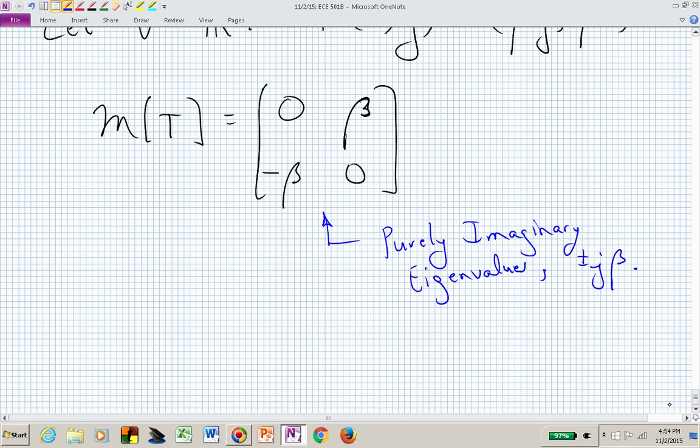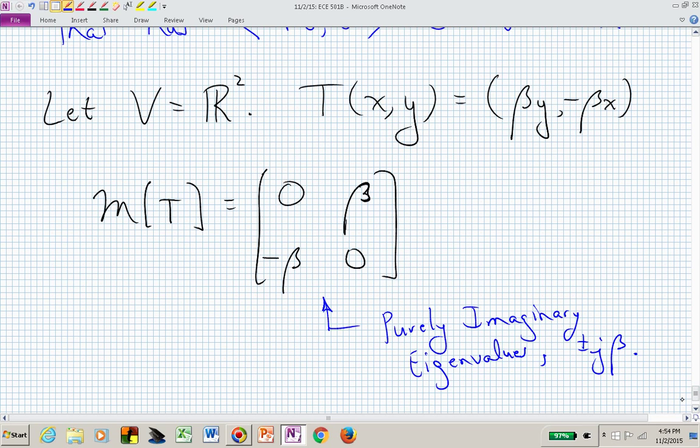Or this maybe looks somewhat like a rotation, doesn't it? Now we have this point (x, y), and x now becomes beta y, and y becomes minus beta x. Now, is this map self-adjoint?